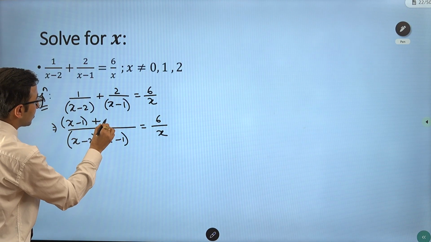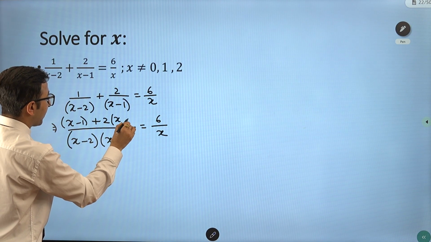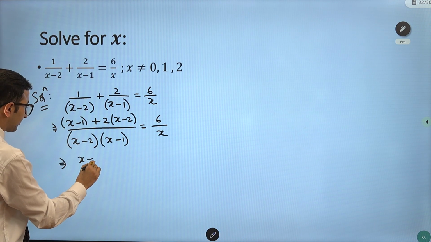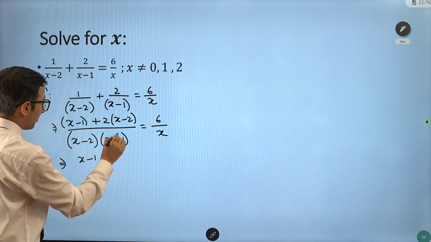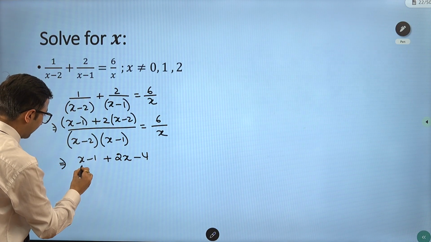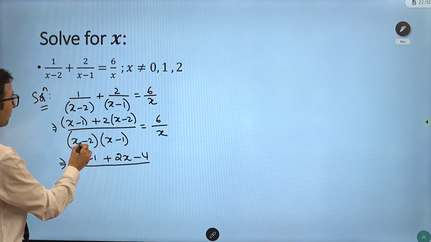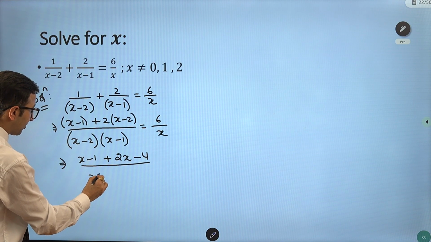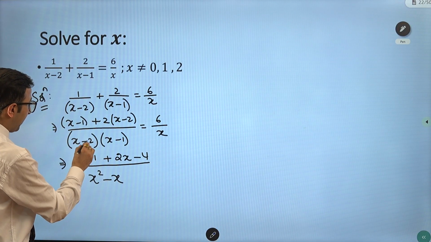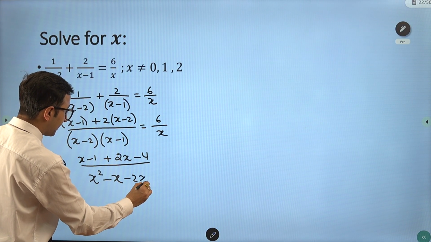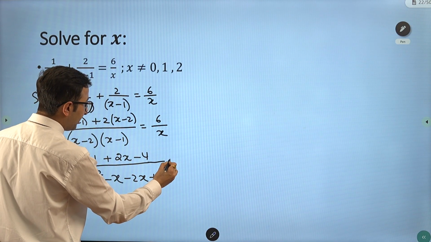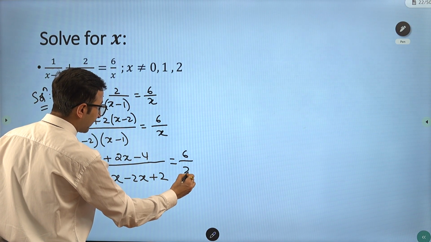We can write here (x minus 1) is multiplied with 1, so x minus 1 we will be writing here, plus this (x minus 2) should be multiplied with this 2, 2(x minus 2). So in the next line you can see here x minus 1, plus 2 into x, 2x, 2 twos are minus 4. Plus into minus is minus. So here x into x, x square, x into minus 1, minus x, minus 2 into x, minus 2x, minus into minus, plus 2 ones are 2, which is equal to 6 divided by x.